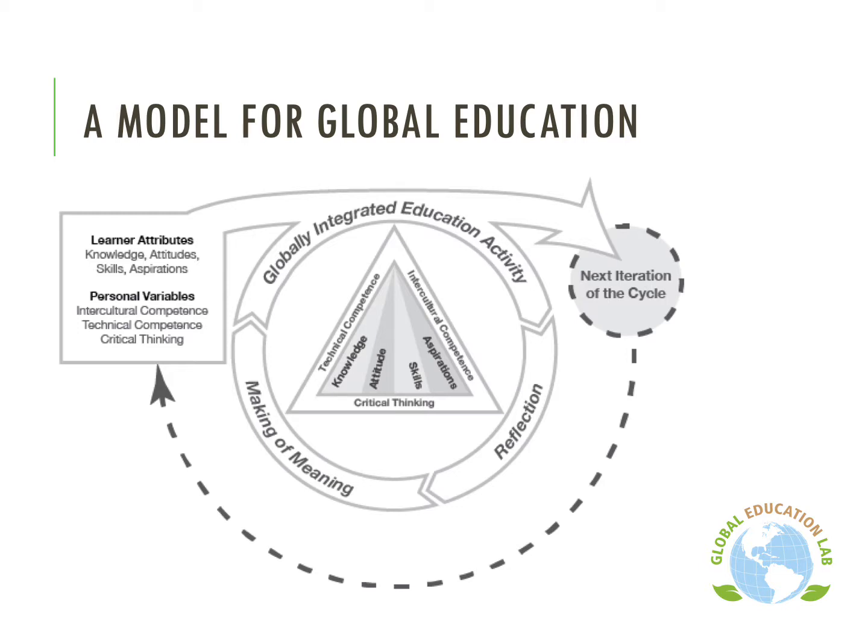The next part of the model is the triangle in the center, which reflects the 3 complementary goals for global education: technical competence, intercultural competence, and critical thinking. Outcomes in these 3 areas can be observed as changes in knowledge, attitudes, skills, or aspirations. One of our first goals as educators is to know what we expect our learners to gain from the experience. Once we know this, it will guide what we teach and how we teach it.